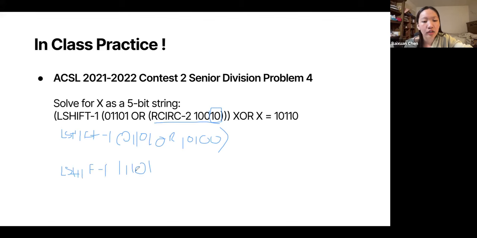of 1, 1, 1, 0, 1. So for left shift, we take off the leftmost digit, and then we add a 0 at the end. So it'll be 1, 1, 0, 1, 0, exclusive or x is equal to 1, 0, 1, 1, 0. Okay, so remember the exclusive or, what it does is, I'll draw a table.